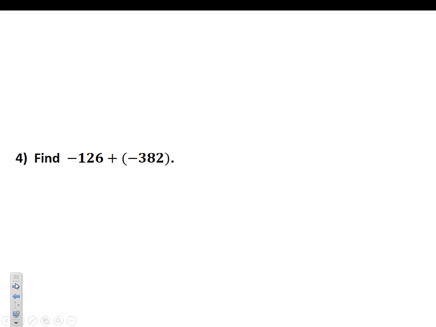Example 4. Negative 126 plus a negative 382. I'm adding. The signs are the same. Same sign, add and keep. When I add these two together, I get 508. And the signs are negative, so my answer is negative 508. Bingo.